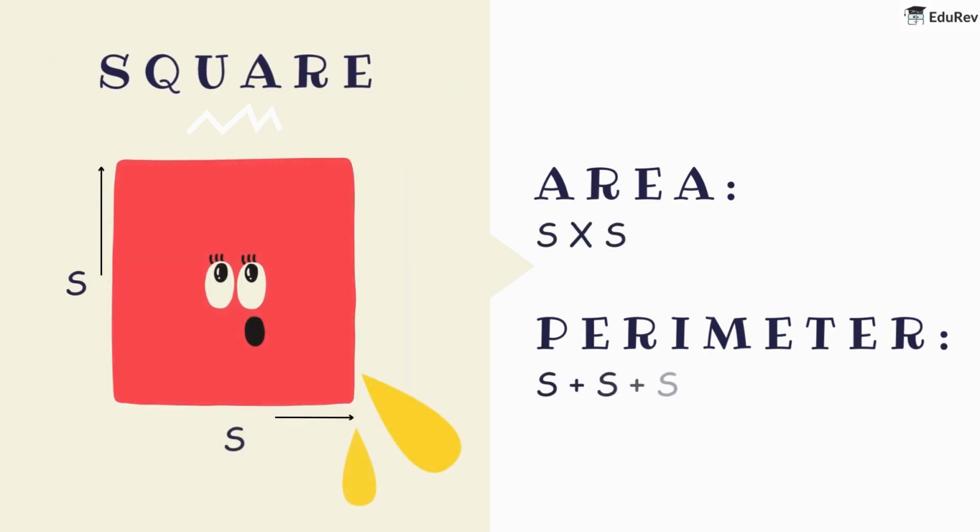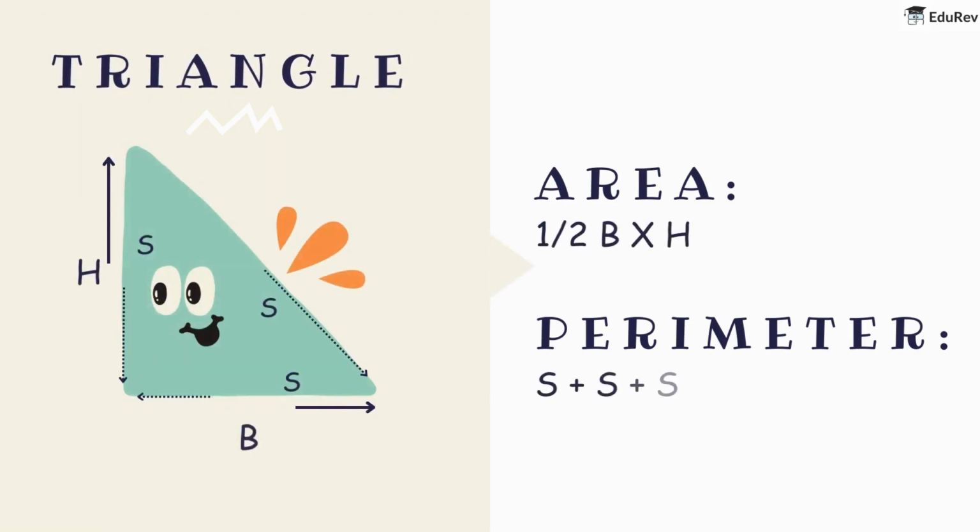A square is a kind of rectangle only, with length and width equal. So, the area becomes side multiplied by side. And perimeter is adding all sides, or 4 times the side. For a triangle, area is 1 by 2 multiplied by the product of base and height. And perimeter is the sum of all 3 sides.